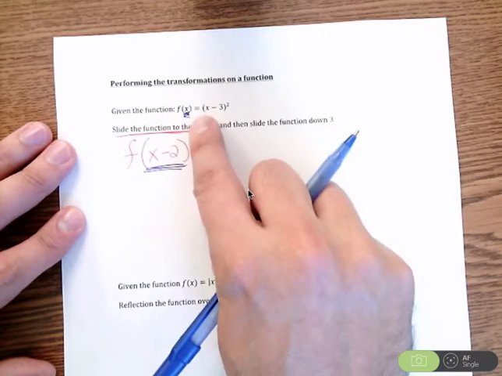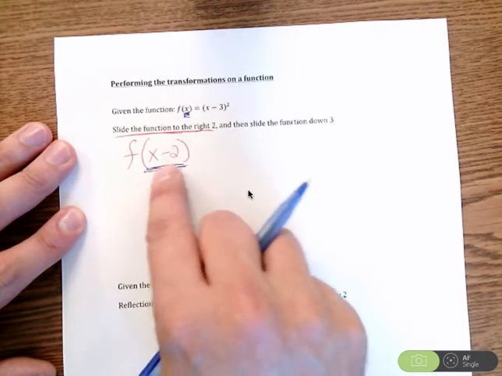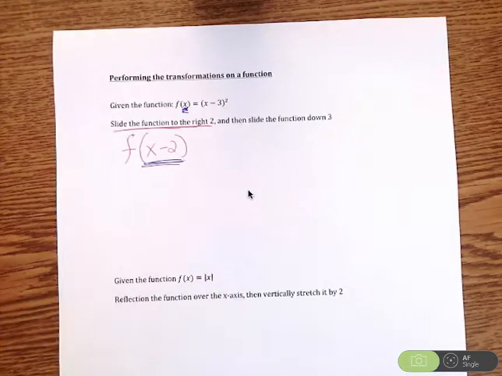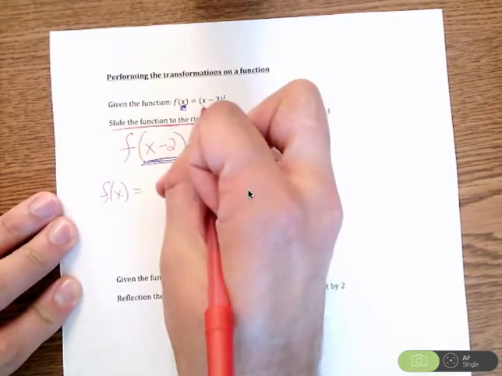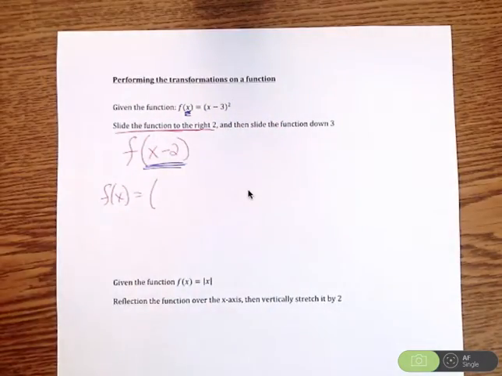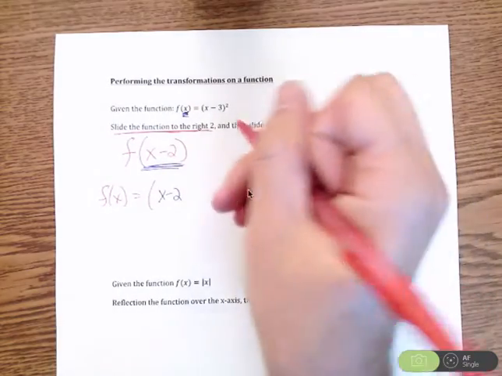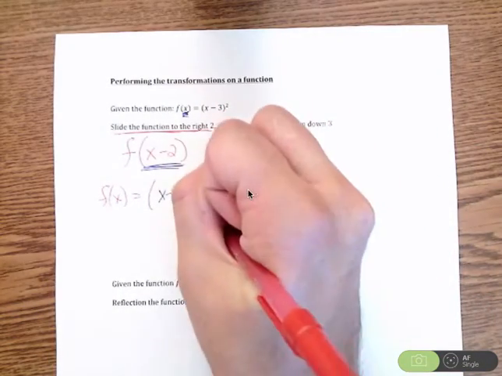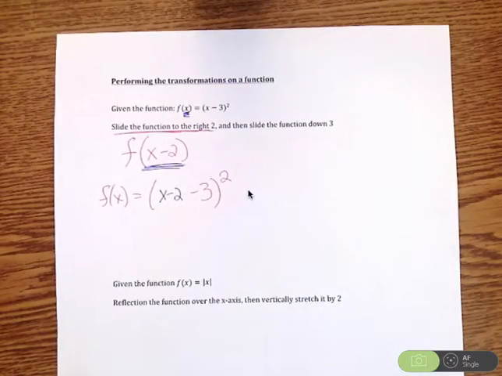So what I'm going to do is I'm going to start writing this function, but as soon as I see x, I'm going to plug in or substitute x minus 2. So I'm going to have f of x equals, instead of writing that x, I'm going to plug in x minus 2. Now I'm going to keep on writing the rest of the original function. So I had a minus 3, and that is all squared.